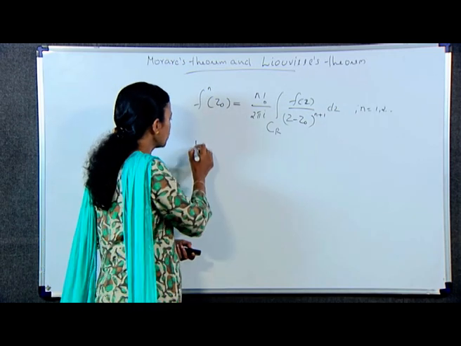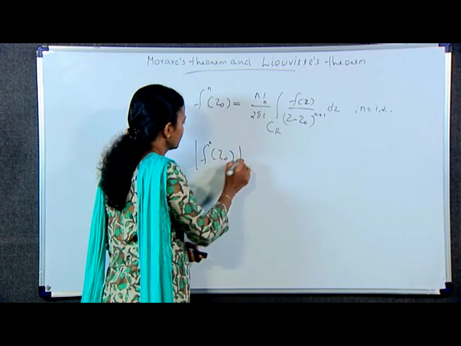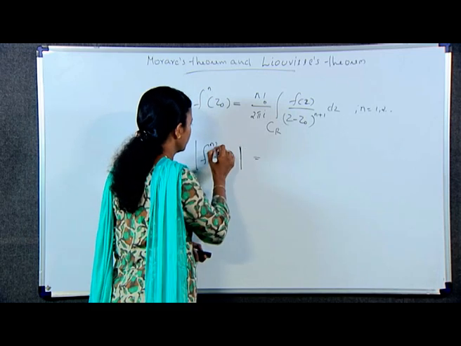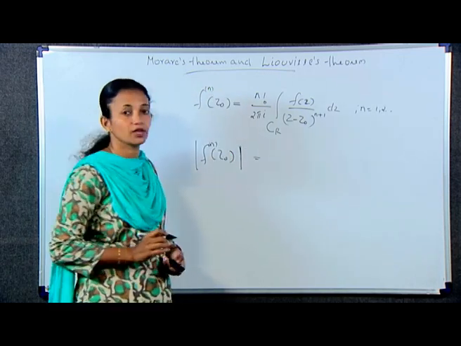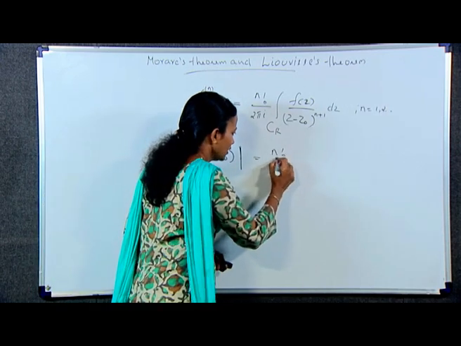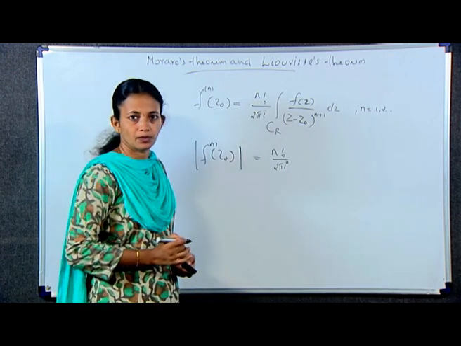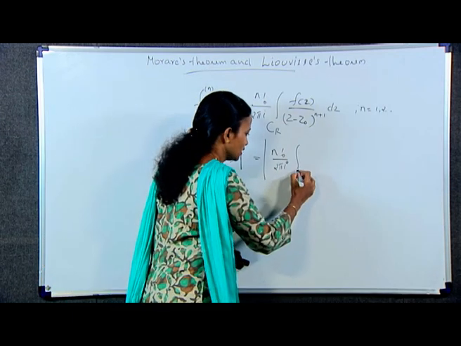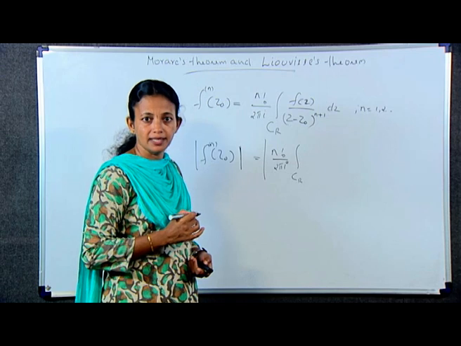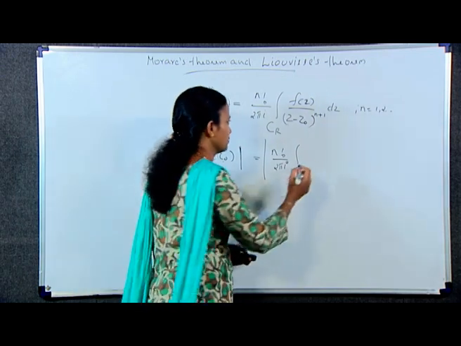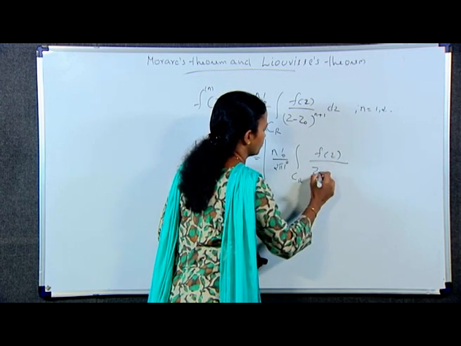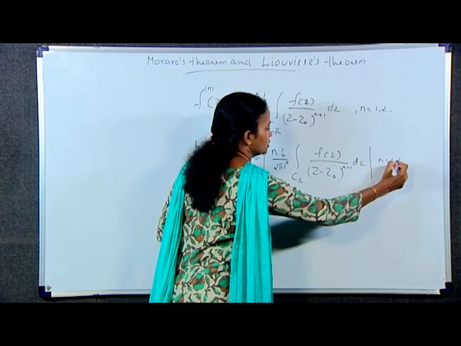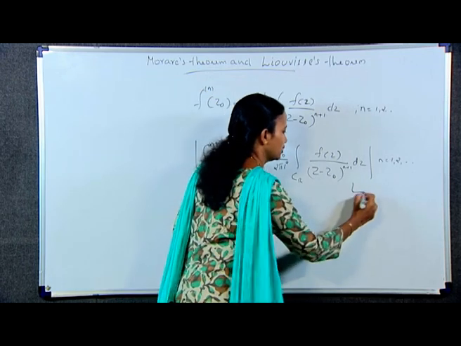Hence, modulus of f n of z0 is equal to the modulus of n factorial by 2 pi i integral over CR f z by z minus z0 raised to n plus 1 dz, where n is equal to 1, 2, 3, etc. Equation number 1.